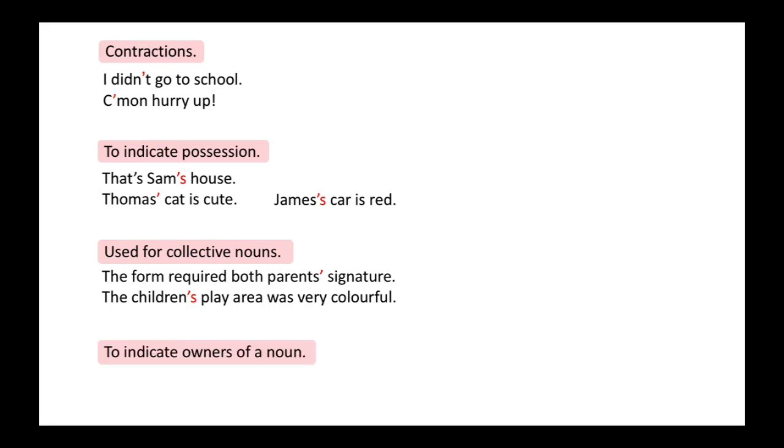Apostrophe to indicate owners of a noun. So if more than one person are owners of the same noun, then the last name takes the possessive form. So we just add apostrophe S to that name. For example, Anna and Sam's house. We write this instead of Anna's and Sam's house.